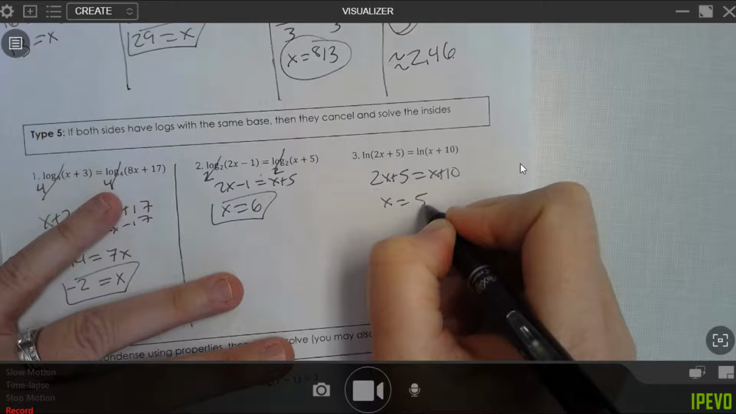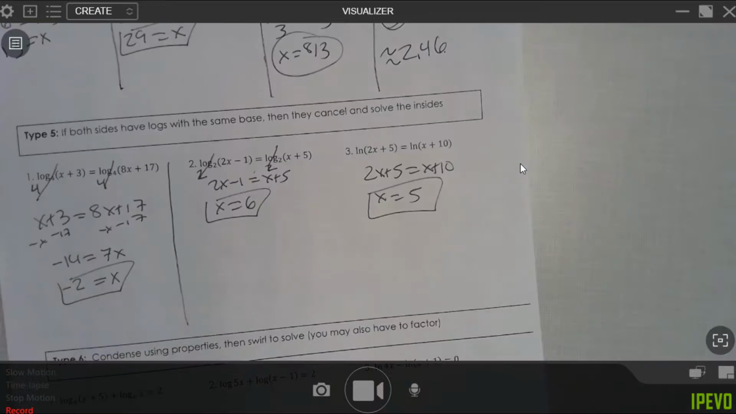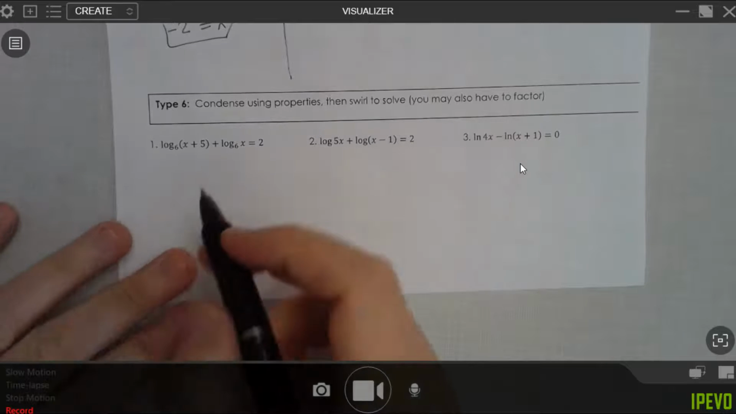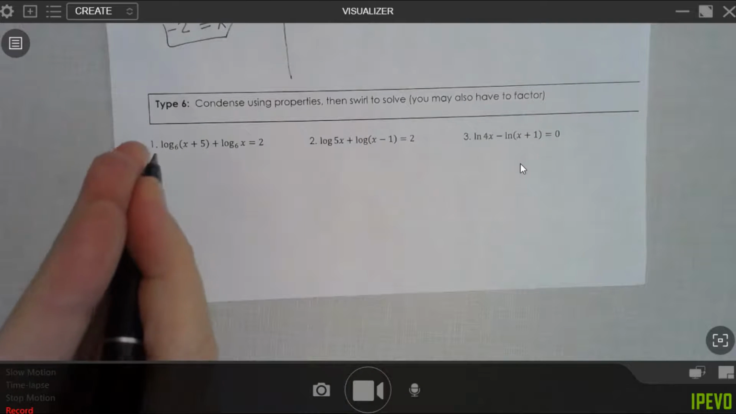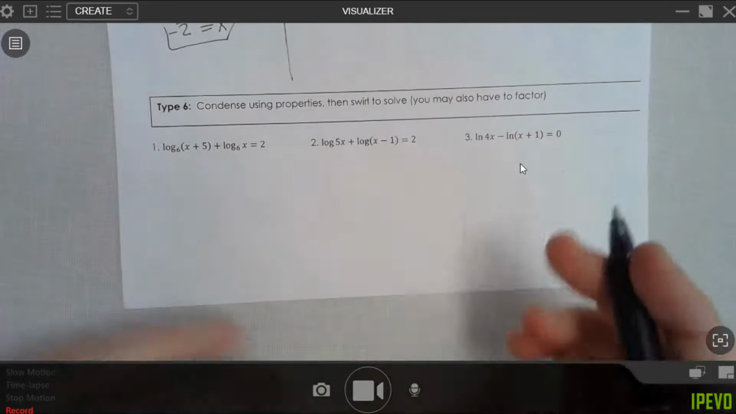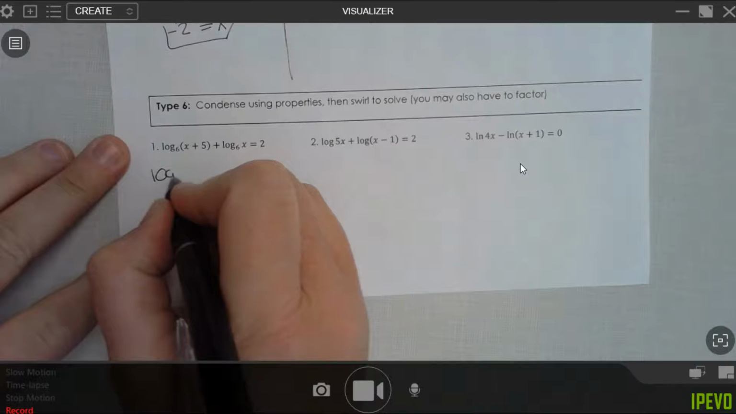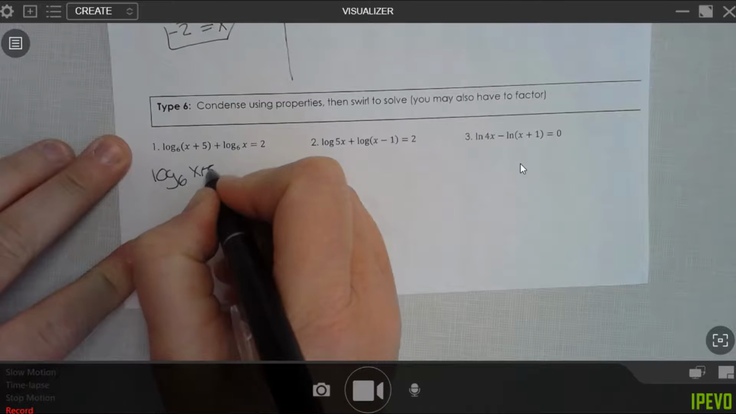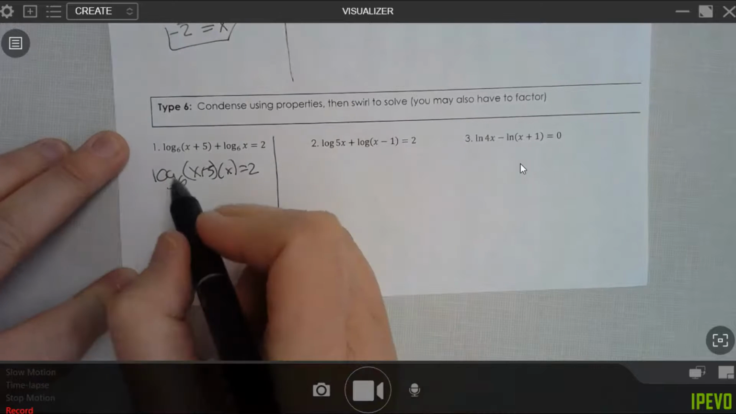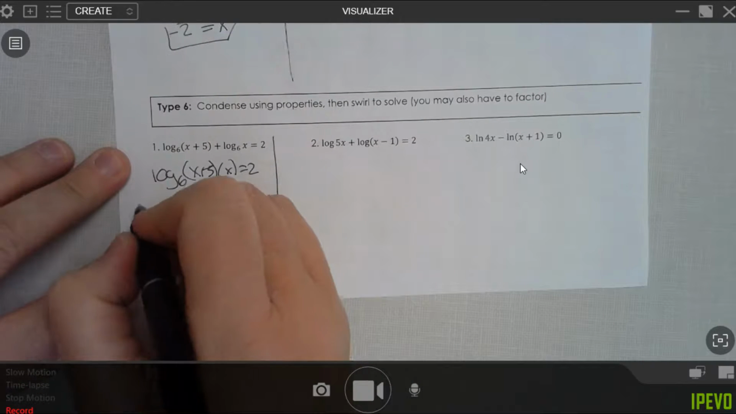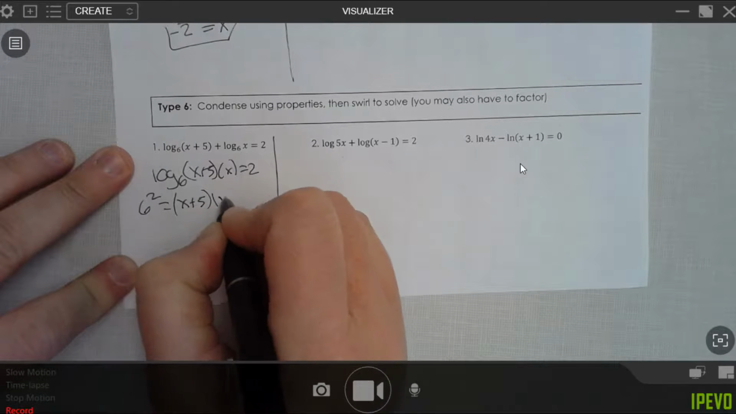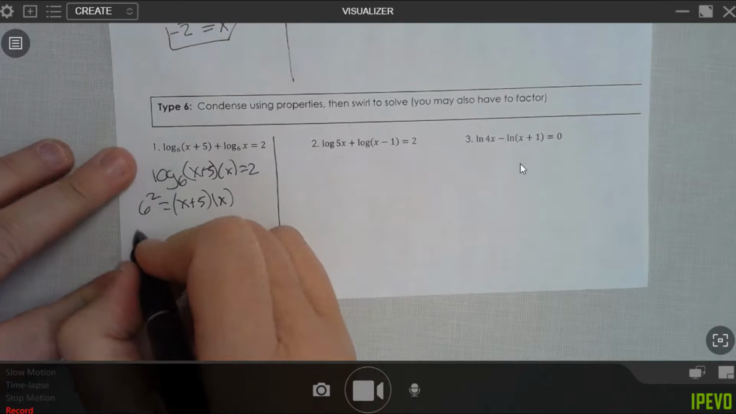All right, so the last one we have to do is type 6, which is condensing. First we're going to use the properties where addition means multiplication, subtraction means division, and then we're going to rewrite it. So the first thing we need to do here is condense. And now we're going to rewrite 6 to the second equals this stuff. So this is multiplying, square that out.